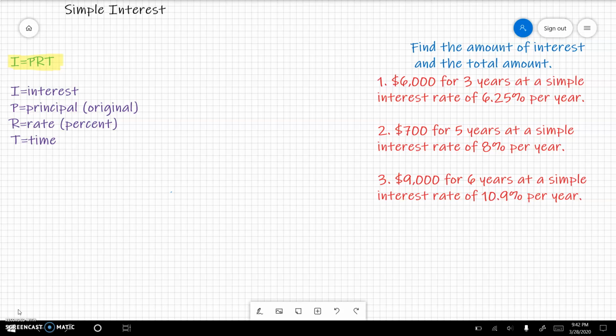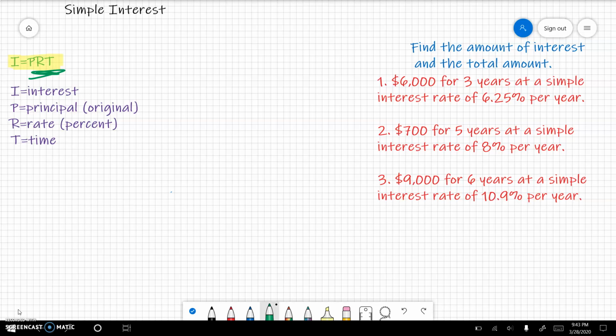You should remember back to when we discussed formulas in algebra that when there are letters in a formula right next to each other, like PRT, it means P times R times T. So you're taking the principal times the rate times the amount of time in the question. So we're going to jump right into the few examples that I have listed on the right.